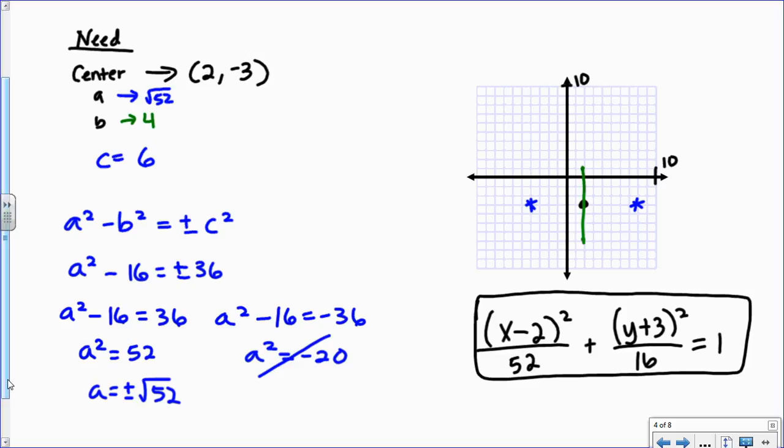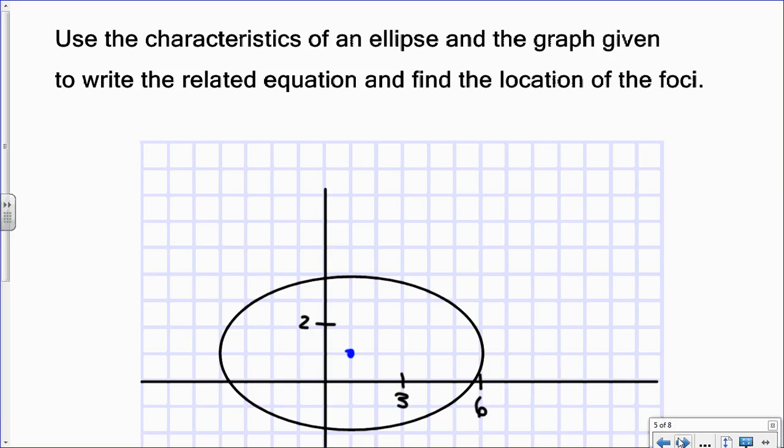Okay. Questions about that right now? Okay. Let's look at another one. This time we're given the graph.